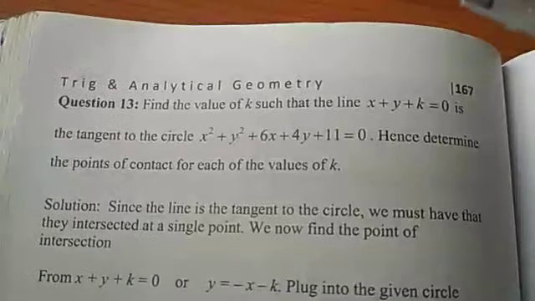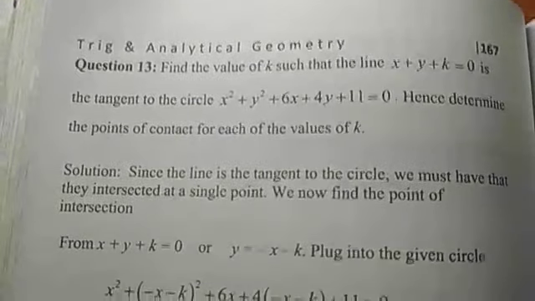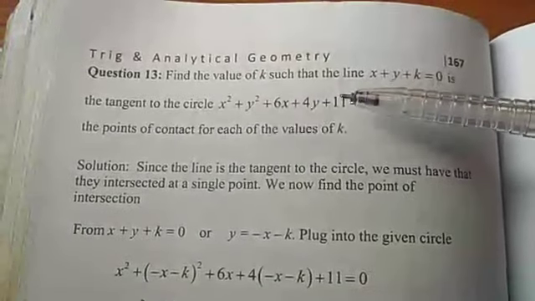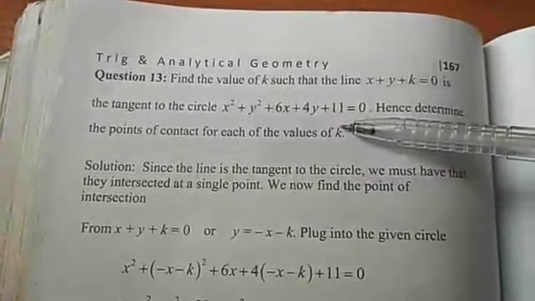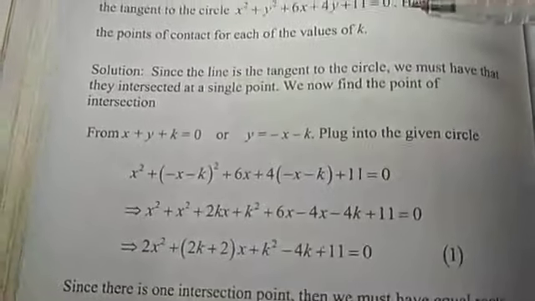This question is an assignment. In fact, the solution is here. I'm showing you the solution as well. This is the solution. That's the question. Find the value of k such that this line is a tangent to this circle. Hence, determine the point of contact for each value of k. You have solutions there.